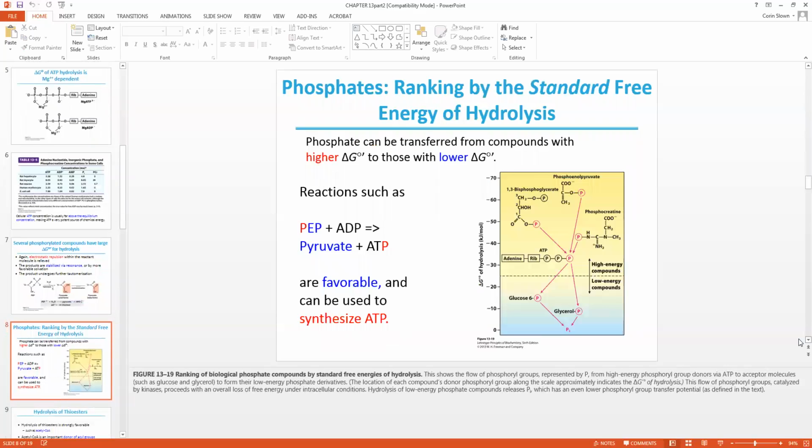If we look at phosphates and we rank them by the standard free energy of hydrolysis, you can transfer phosphates from compounds with higher delta G to those with lower delta G. So for example, reactions such as phosphoenolpyruvate plus ADP forming pyruvate plus ATP are going to be favorable and can be used to synthesize ATP. And again, if you think about your phosphoryl groups, it's really just the ATP to the acceptor molecule, such as glucose or glycerol, that forms these low energy phosphate derivatives, right?